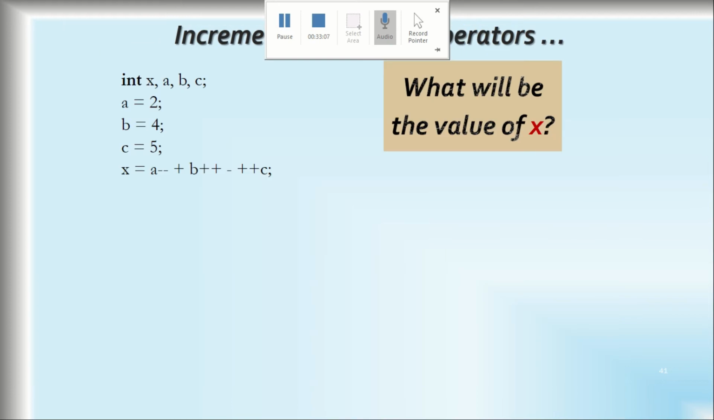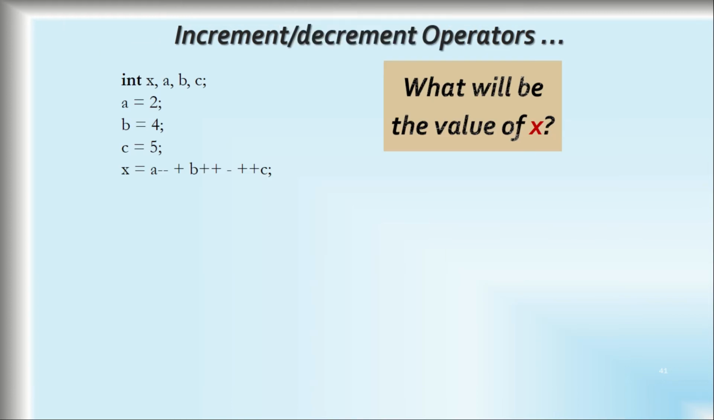Good. Then the next one is increment decrement operator. And x is x, a, b, c. A is equal to 2, b is equal to 4, c is equal to 5. X = a-- meaning a, a-- means a is 2, plus b++ means b is 4, minus ++c, c is 5, first update the value of c by one to 6, then the value is equal to 0. The value of x is 0.